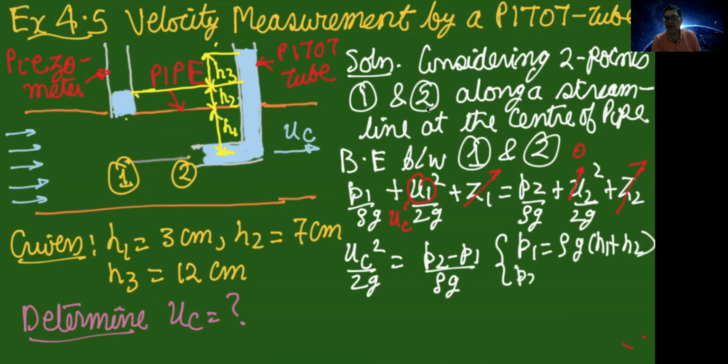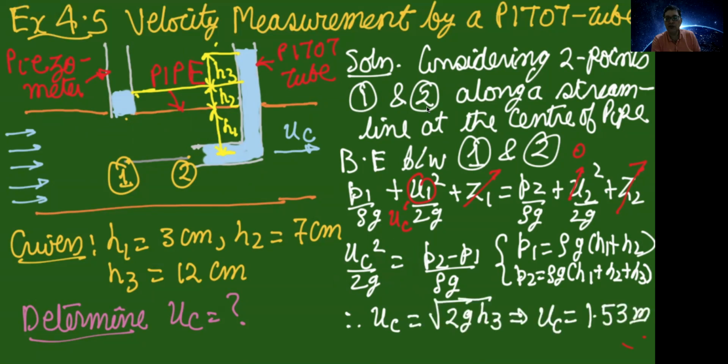Now if you take the difference of these two pressures, P2 minus P1, you will get rho g h3. So if you substitute rho g h3 here, rho g cancels from the numerator and denominator and you get h3 here. So UC will be the square root of 2 g h3 as shown here. And UC comes out to be 1.53 meter per second.